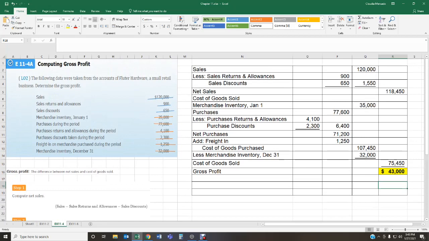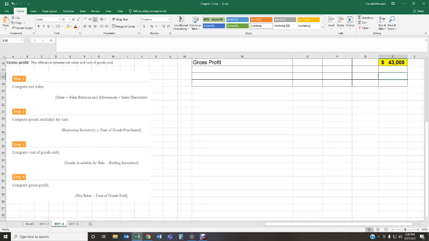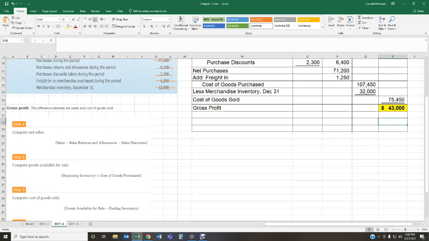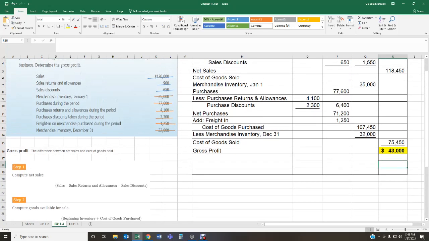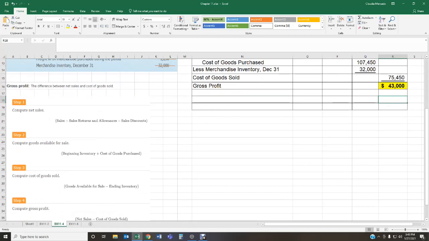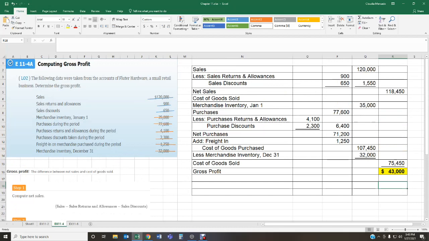So review this example. Review the example in your book. The steps provide a high level, but they don't include all of the components. For example, on step number 2, it just says beginning inventory plus cost of goods purchased. They failed to include your deduction of purchase returns and allowances and purchase discounts. They failed to include adding your freight. There are some components missing in the steps, but based on the information provided, those are things that need to be adjusted for. So this is a completed problem for your gross profit.